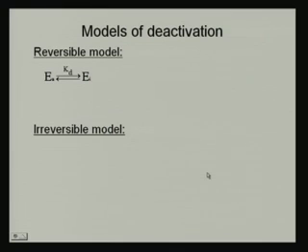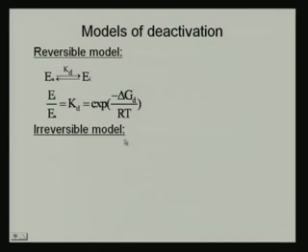So the reversible model is something like this. It's a very straightforward thing. That is, activated enzyme goes from the activated form to the inactive, deactivated form, and so here the subscript EI is used because it can get back to the activated form, and that's a reversible one. And so the ratio is given by the equilibrium constant, which is related to the Gibbs free energy change of the system for the transfer between these two modes. Okay.